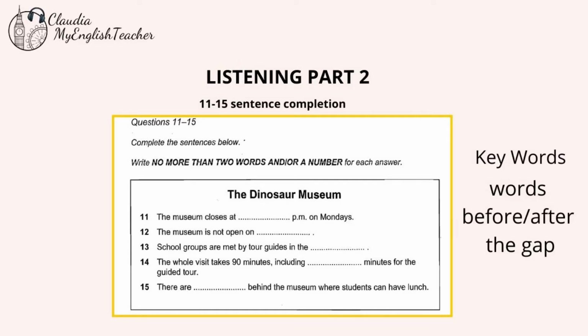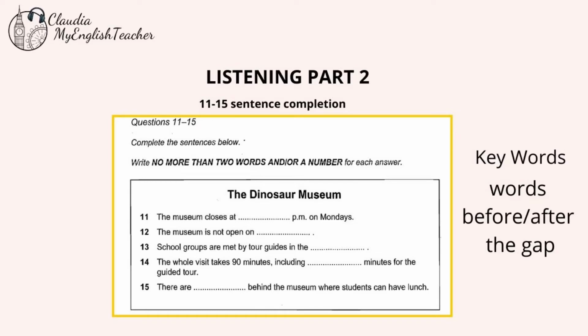Now, in this case, it's quite easy. So you know that if you've got closes at and PM, there's definitely going to be a time there, because obviously a time goes with the preposition at and normally it goes with AM or PM. In question 12, for example, you can see the museum is not open on. Now, on is the preposition that you use with the days of the week. So obviously, you know that that gap is going to be a day of the week.